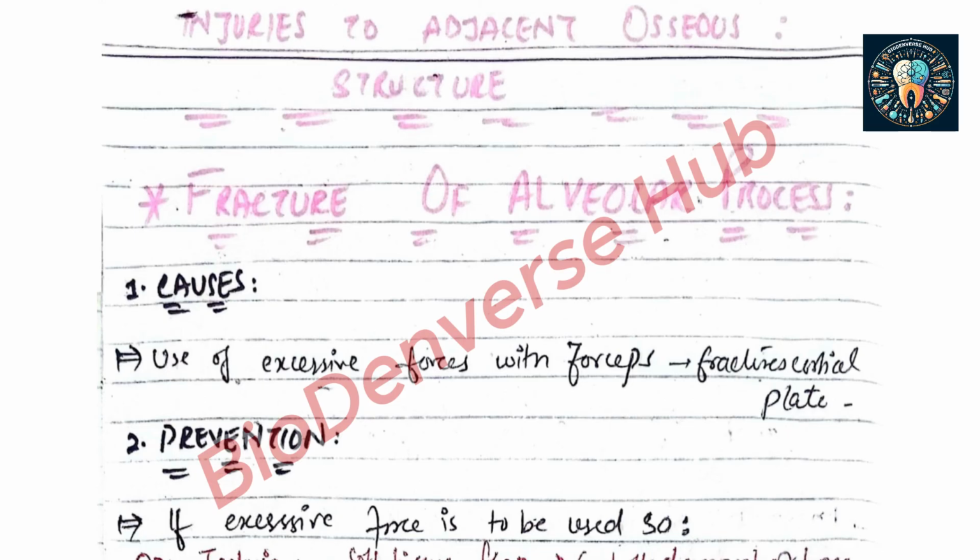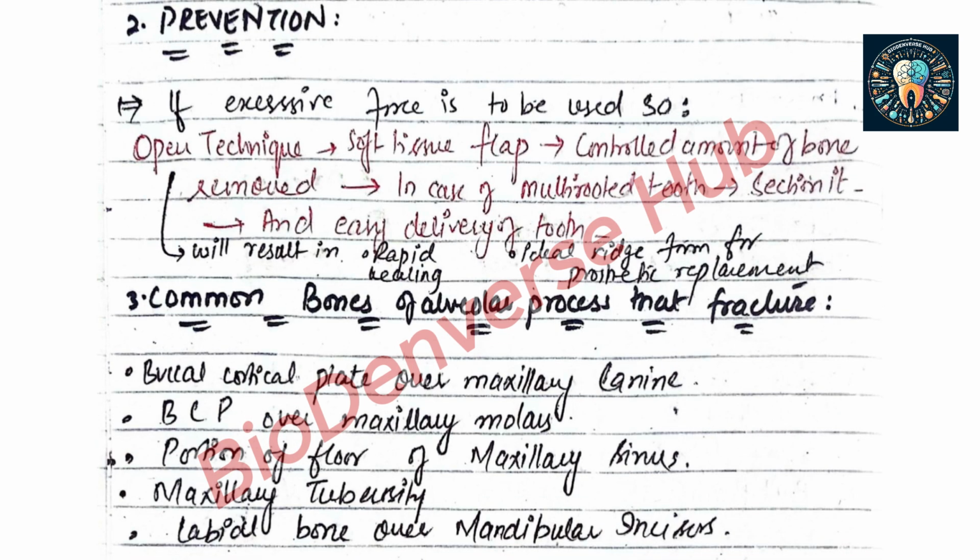So in case of the fracture of the alveolar process, we first will be studying the cause, the prevention, and the management. So in case of the cause, there is usually the use of excessive forces with the forceps that leads to the fracture of the cortical plate. As we know that during our extraction procedure, we apply the buccolingual pressure with the forceps, and in that regard, if the pressure is excessive, it could lead to the fracture of either of the cortical plates of the alveolar process.